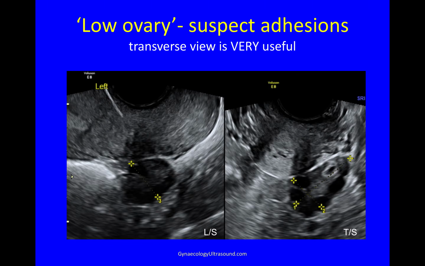Often in reports on women who later turn out to have endometriosis, there's a comment that the ovary is low. And at that point, the transverse view is very useful. You must suspect adhesions when you see an ovary this low. So here you can see the bladder again is at the front. This is the uterus, the cervix. This is the back of the cervix. And here is this ovary adherent to the back of the cervix. And in this plane, you will see that it is attached to uterosacral ligaments, but more of that later.